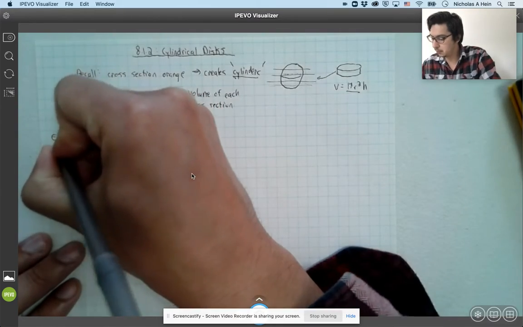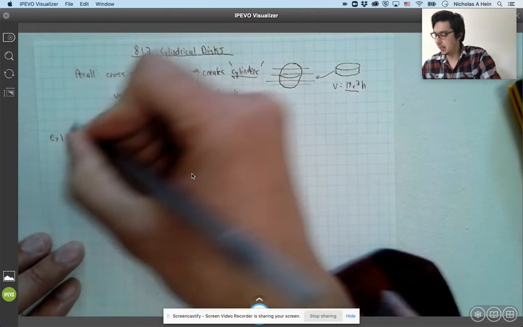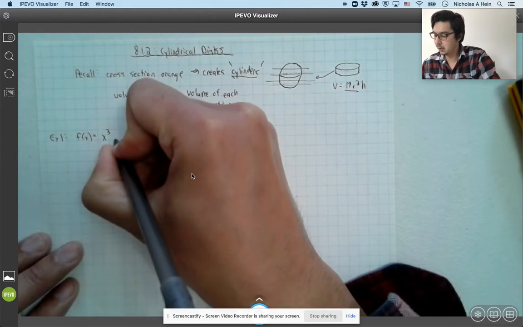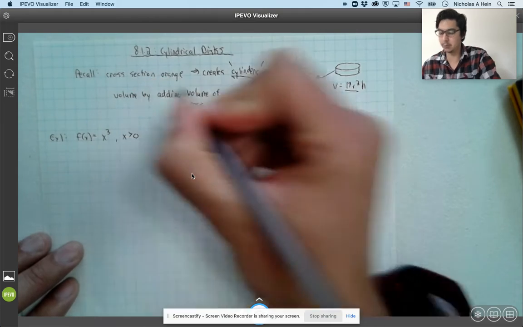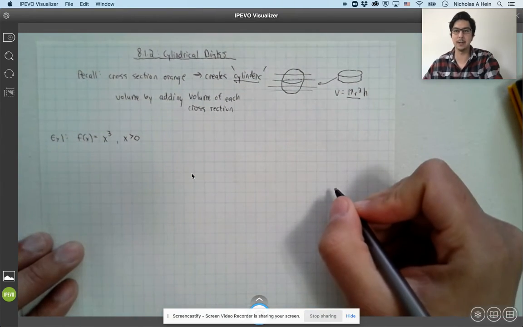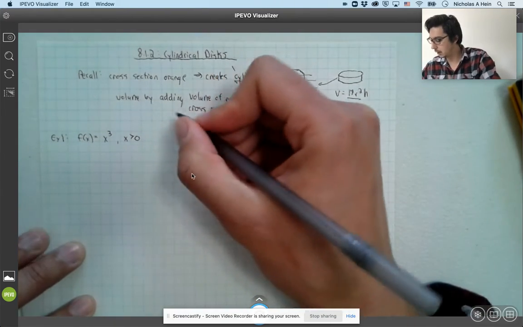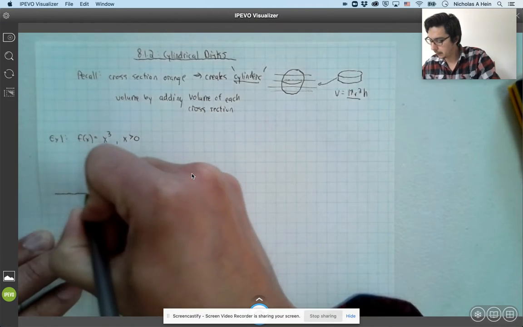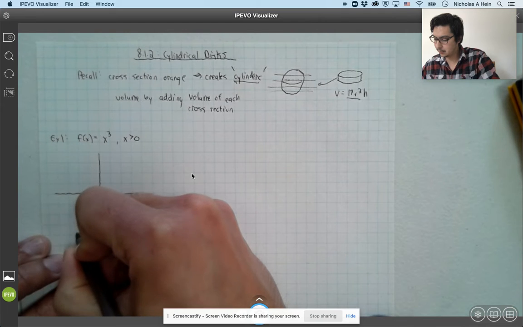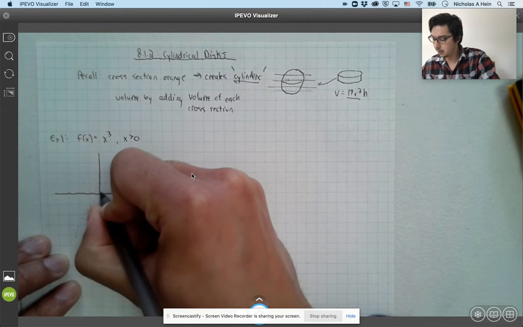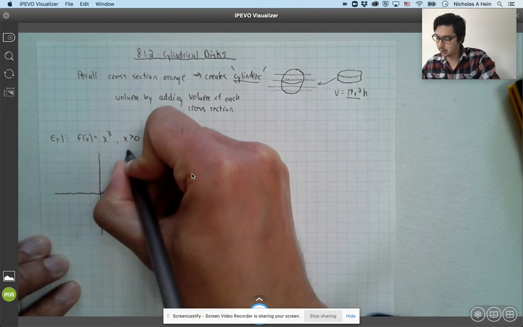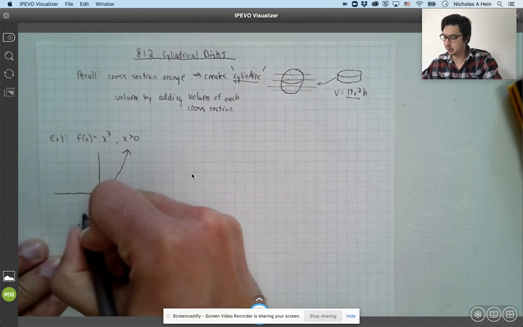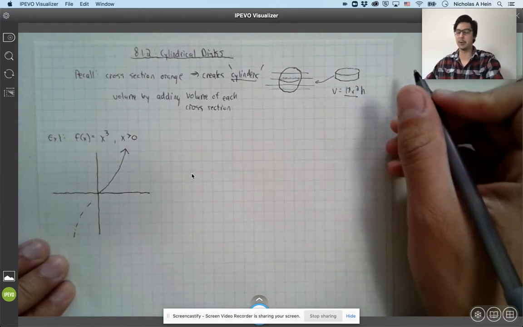So example 1. Let's say we have the function f of x is equal to x cubed, and I am going to look at the domain where x is greater than 0. If I make a sketch of this, x cubed would look something like this. But I'm only looking where x is greater than 0, so I'm only going to highlight that part, where this is meant to be dashed just to make sure you remember that.